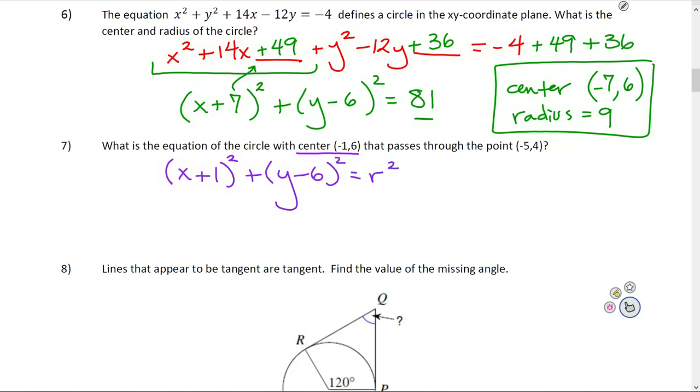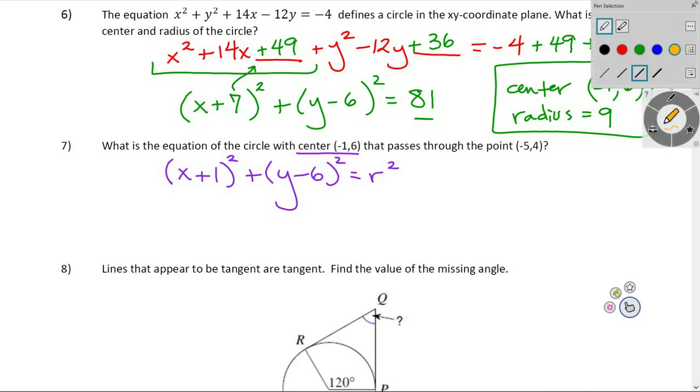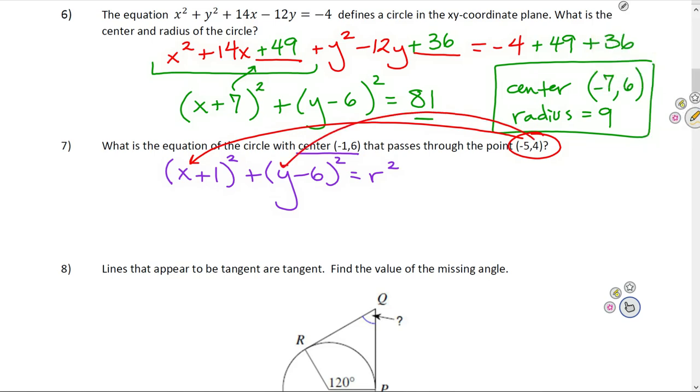I don't know what the radius is going to be, but I do know it goes through the point -5, 4. So I will plug -5 in for x and 4 in for y, and I'll see what r squared value I need to have. So plugging those in, I get -5 plus 1 squared. And you don't change the sign when plugging the numbers in. Just the center is where you change the signs. 4 minus 6 squared is equal to r squared.